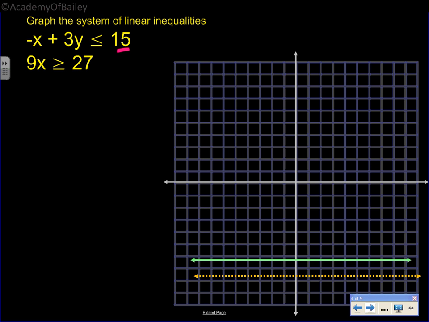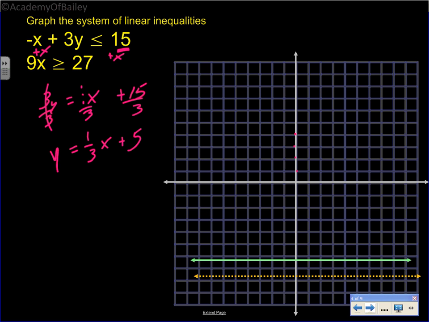So if we look here, how do we find slope-intercept form? We have to add x to both sides. So we're left with 3y is equal to x plus 15. And then we divide both sides by 3. So y is equal to 1/3 x plus 5. 15 divided by 3 is 5. So this is what we have, and we can graph this.